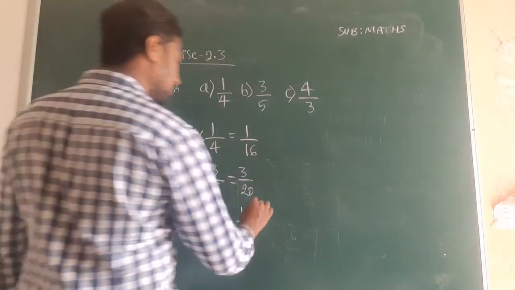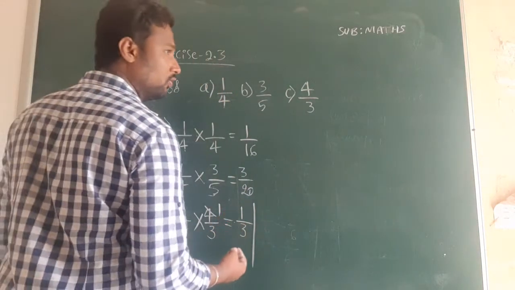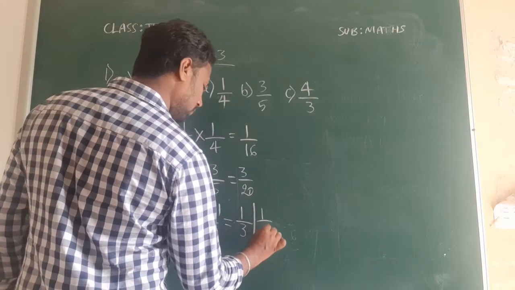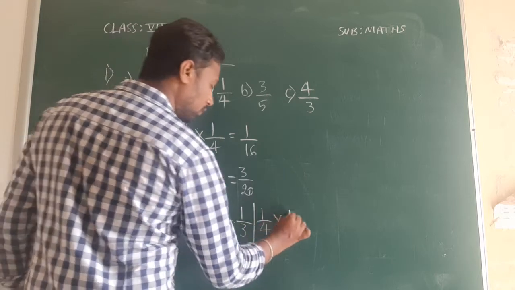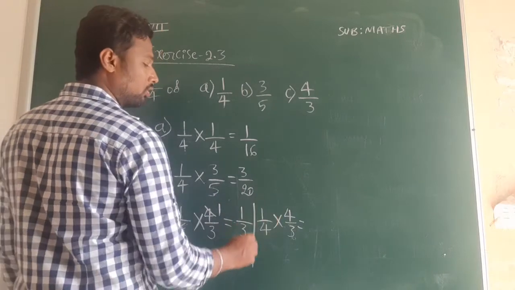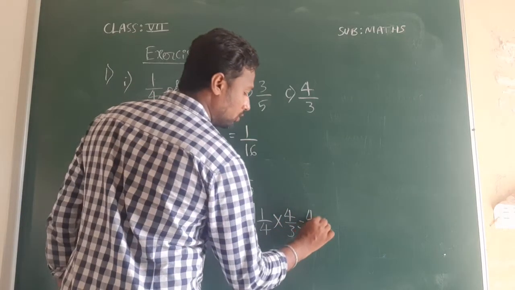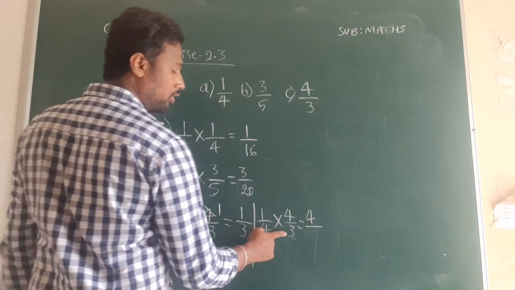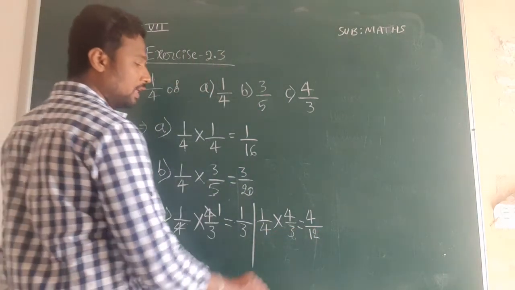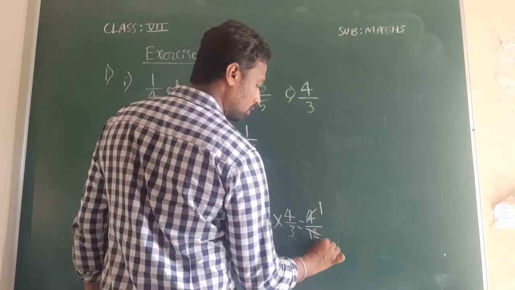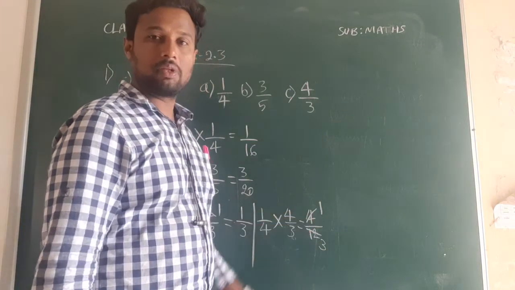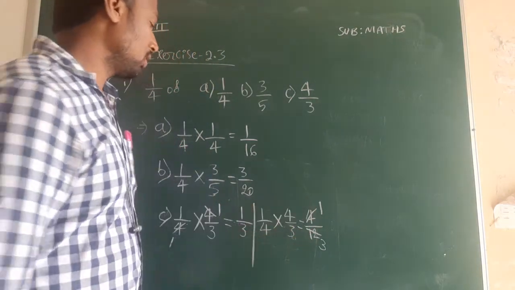You can do it like this also, or if you get confused, just ignore this. You can follow another method, that is 1 divided by 4 into 4 divided by 3. If you have it like this, first multiply: numerator 1 into 4 means 4, denominator 4 into 3 means 12. Now if you divide this, 4 ones are 4, 4 threes are 12. These two numbers 4 and 12 come in table 4 only.